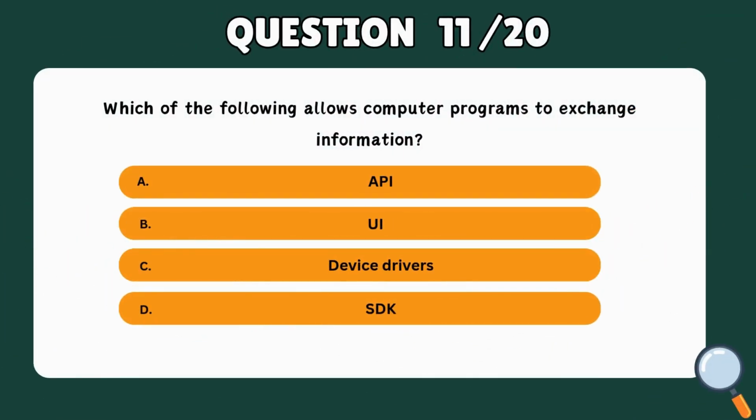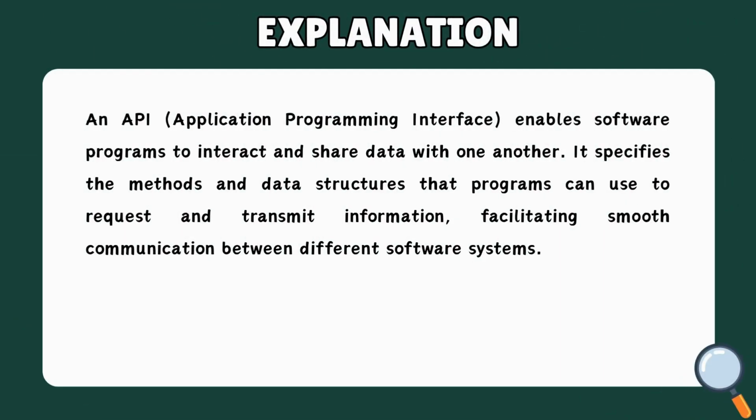Question 11. Which of the following allows computer programs to exchange information? A. API. B. UI. C. Device drivers. D. SDK. Correct answer. A. API. An API, Application Programming Interface, enables software programs to interact and share data with one another. It specifies the methods and data structures that programs can use to request and transmit information, facilitating smooth communication between different software systems.